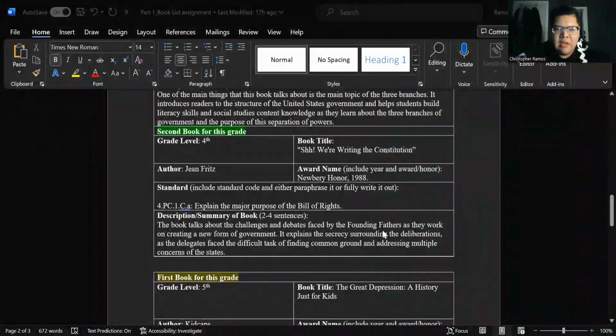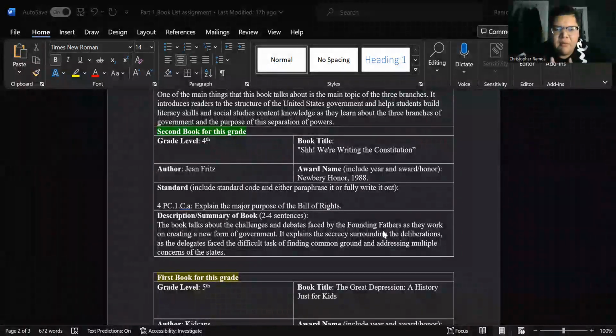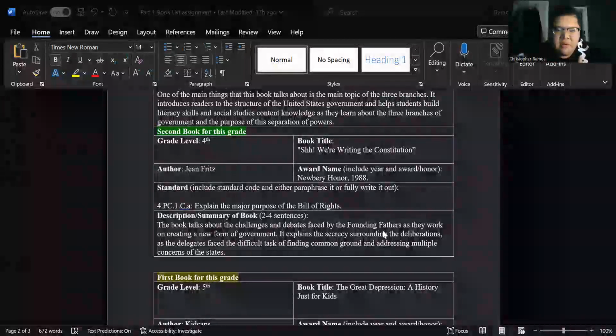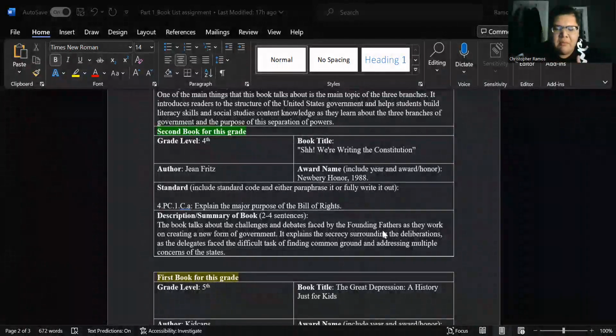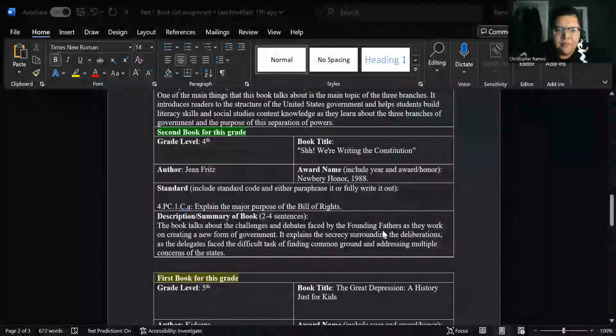Basically it's talking about how the Constitution was made, and about the Bill of Rights. It talks about how it started, the foundation, and how it came to be. And that's pretty much it about that one.